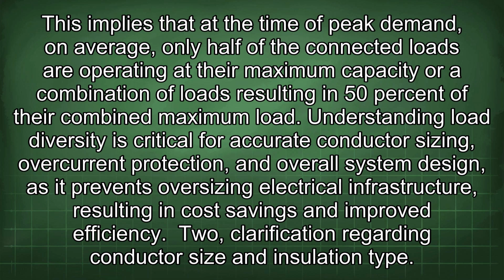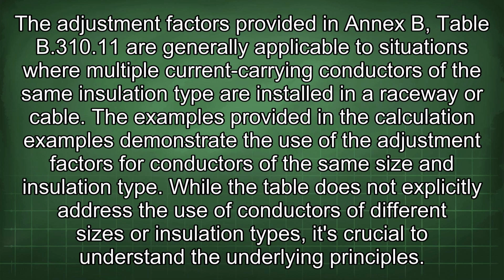2. Clarification regarding conductor size and insulation type. The adjustment factors provided in Annex B Table B.310.11 are generally applicable to situations where multiple current carrying conductors of the same insulation type are installed in a raceway or cable. The examples provided in the calculation examples demonstrate the use of the adjustment factors for conductors of the same size and insulation type. While the table does not explicitly address the use of conductors of different sizes or insulation types, it's crucial to understand the underlying principles.